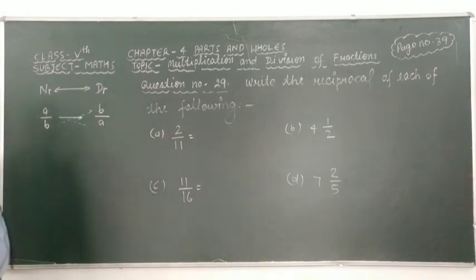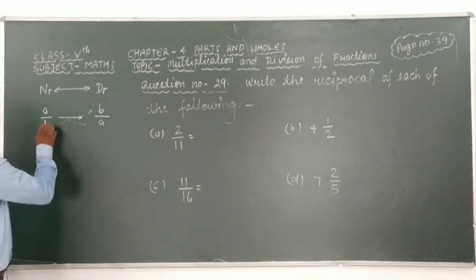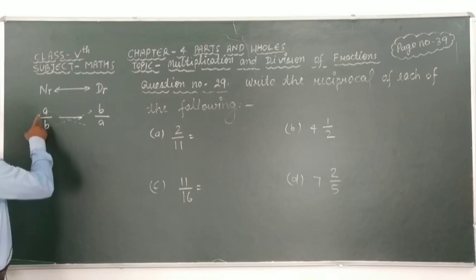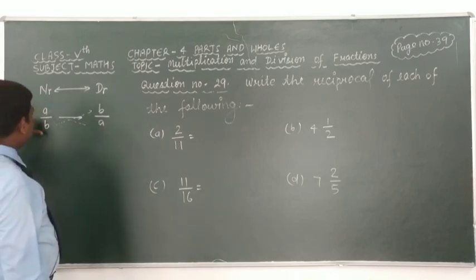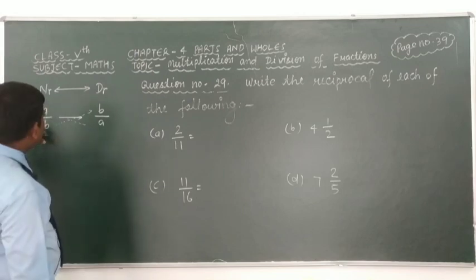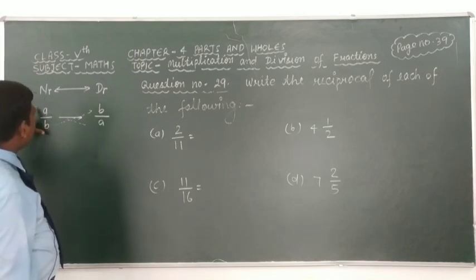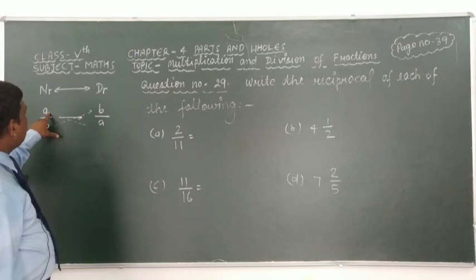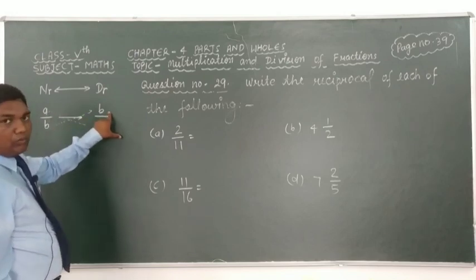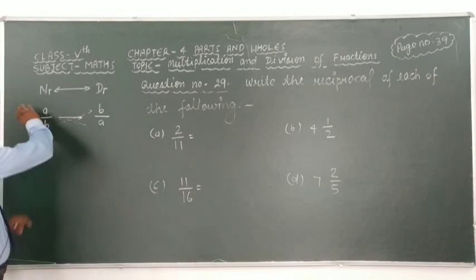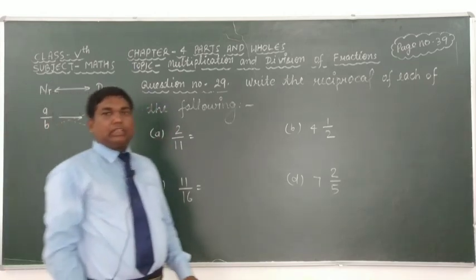Here we know that if in a given fraction we change numerator into denominator and denominator into numerator, then we get the reciprocal of the given fraction.